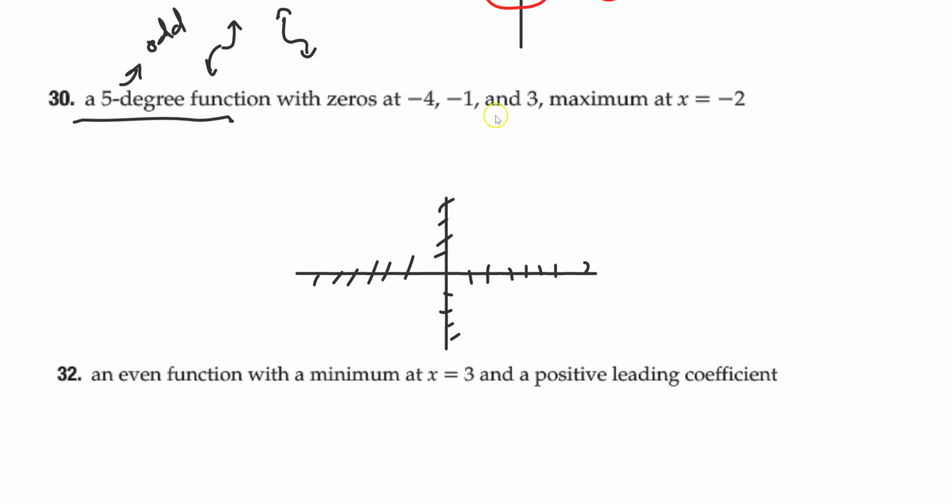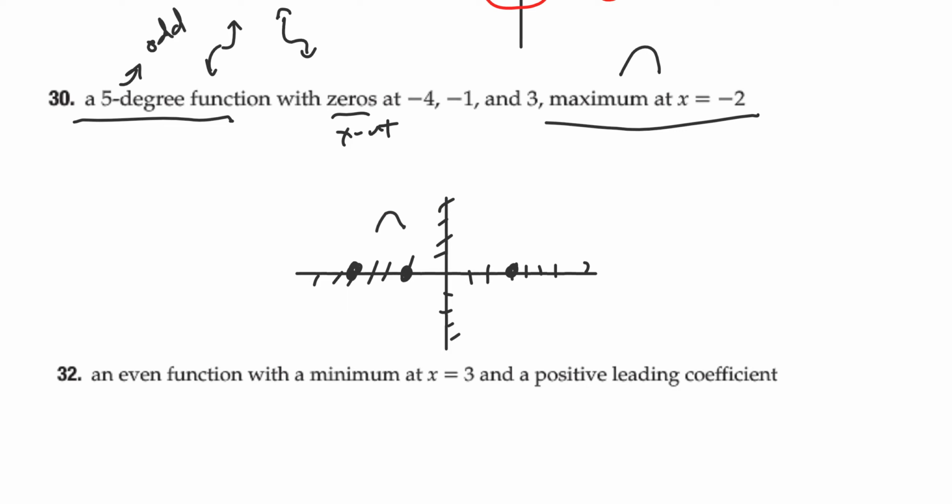Anyway, zeros are at -4, -1, so let's throw out -4. Remember, zeros are x-intercepts, at -1 and at 3. And they give us one more thing this time. The max is at -2. So remember, the max looks like that. So -2 should draw a max somewhere, probably up here.